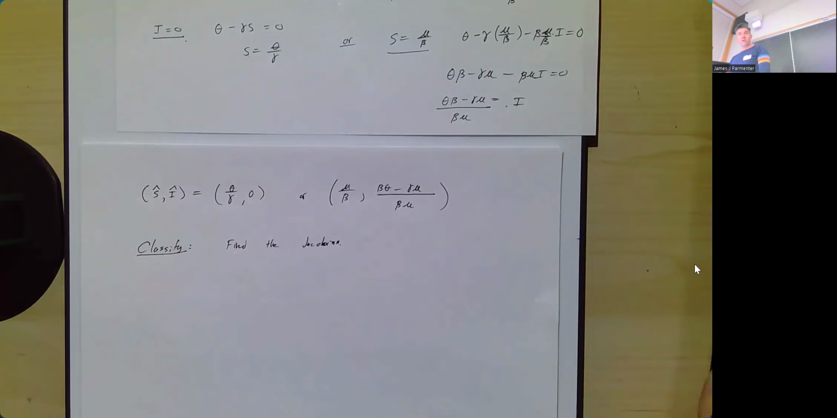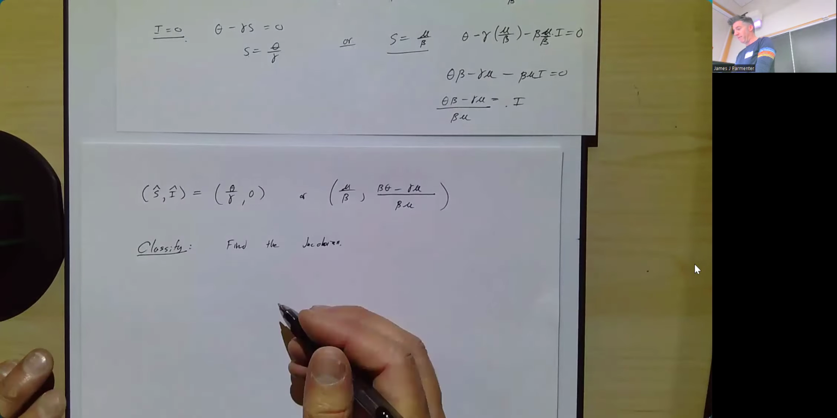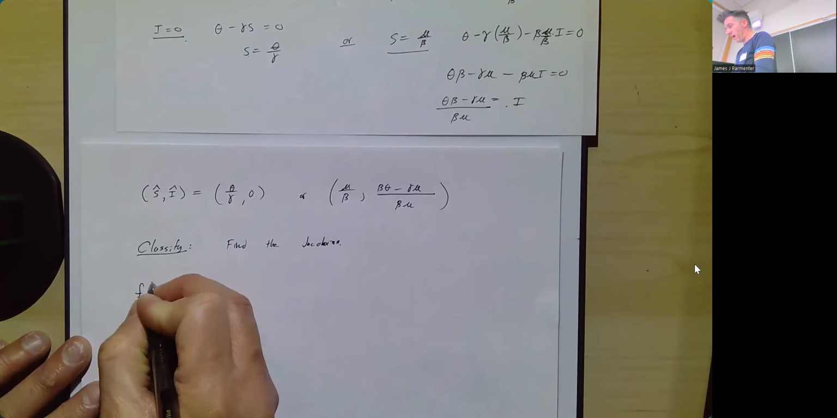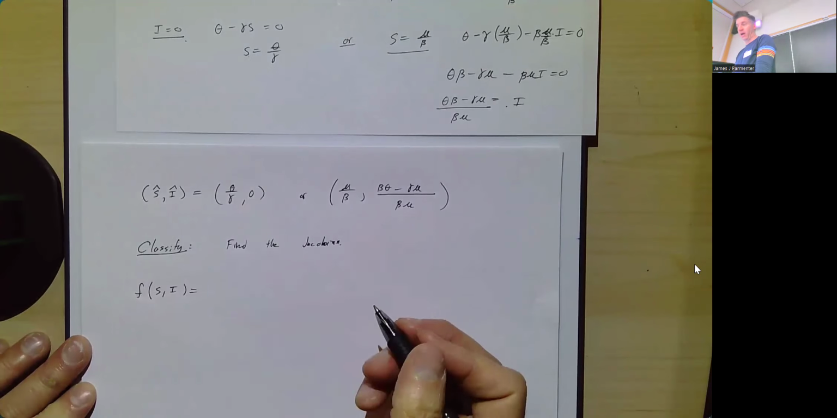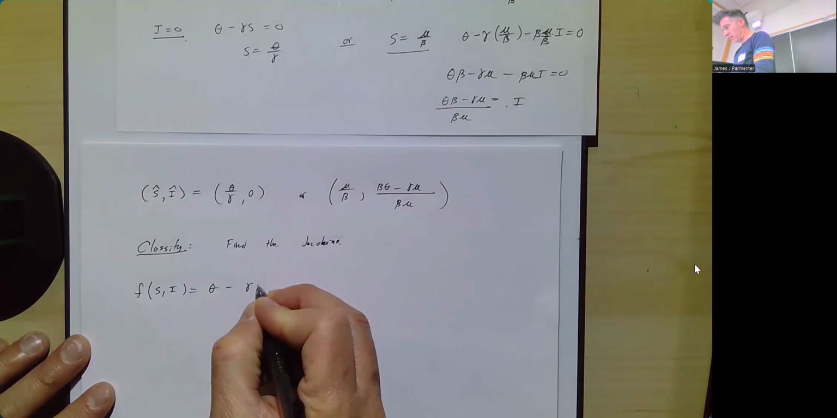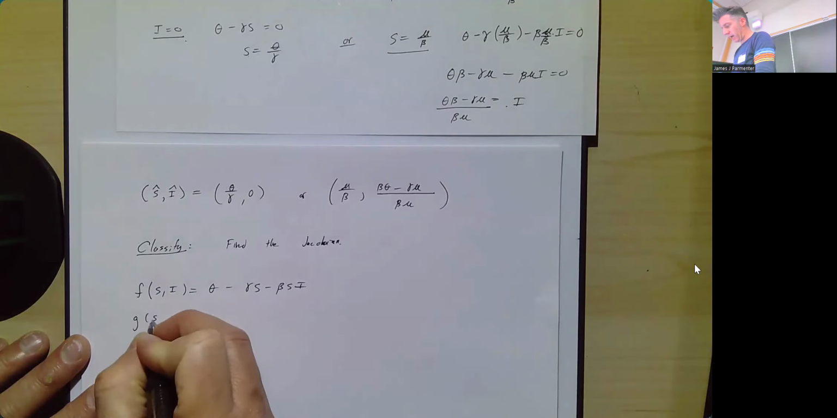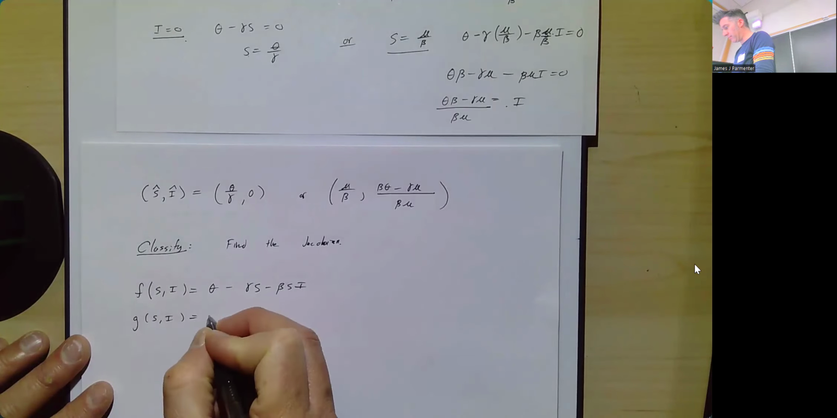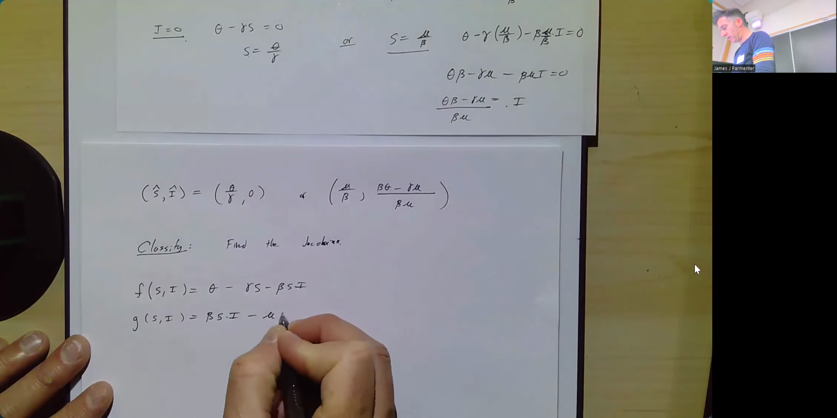So what we're going to do is think of our first differential equation, ds/dt, as f. We're going to think of f(s, I) as the first equation we had, which I know you can't see on my paper here, but I can see it: theta minus gamma s minus beta s I. And g(s, I) is beta times s times I minus mu times I.